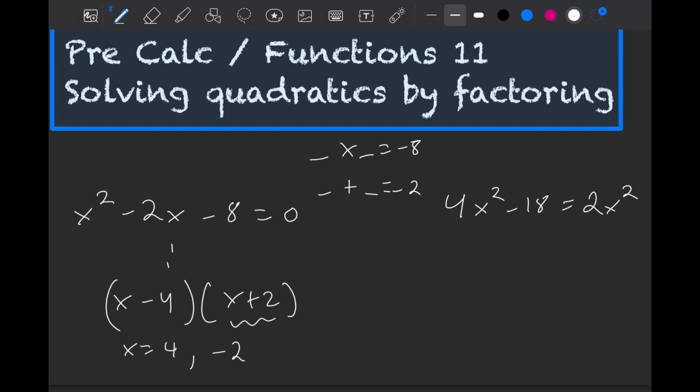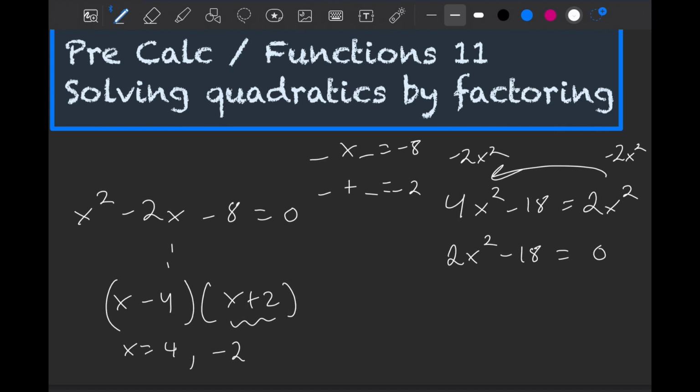Okay, try the next one. In this one, we have 4x squared minus 18 is equal to 2x squared. So we're going to bring that over here by subtracting 2x squared on both sides. And when we do that, we will get 2x squared minus 18 is equal to 0.